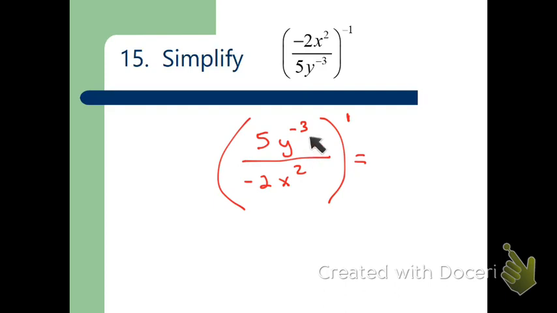So what you're doing is changing the -3 to +3. That's right. So 5y to 3 over -2x. No, you only change what's unhappy. 5 is cool. -2 is cool. X is cool. Y is the only thing that needs to change bunks. 5 over -2x squared. Y is now happy.